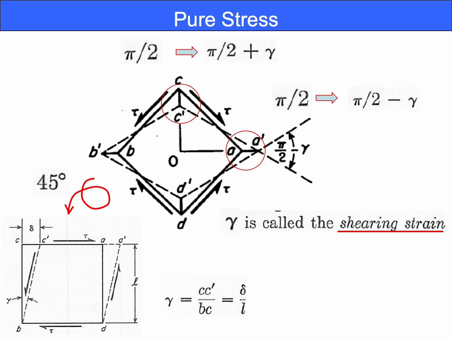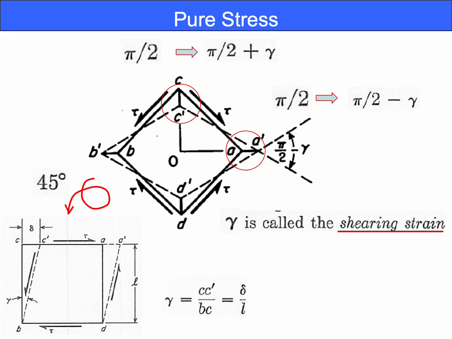Accordingly, the original corner angle of pi over 2 at the point A changes to pi over 2 minus gamma. If we redraw this element so that one of its edges coincides with the horizontal direction, it becomes like this figure. The deformation of the rhombus can be seen approximately as such a deformation of a parallelogram. Okay, this.